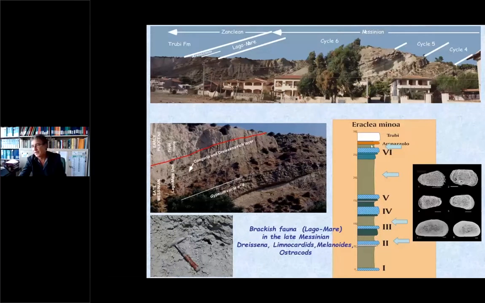So in Heraclea Minoa, we have the end of the Messinian salinity crisis, late Messinian in age, and the Trubi Formation. Here, in this part of Sicily, we have the GSSP.